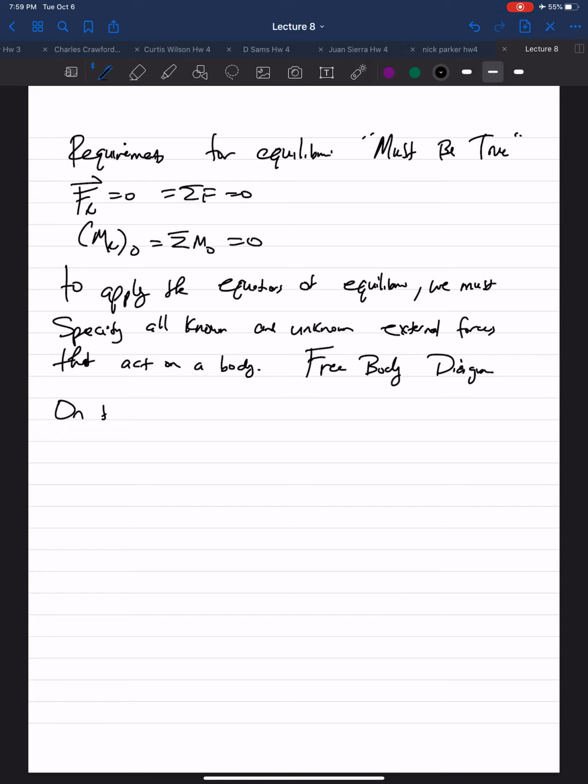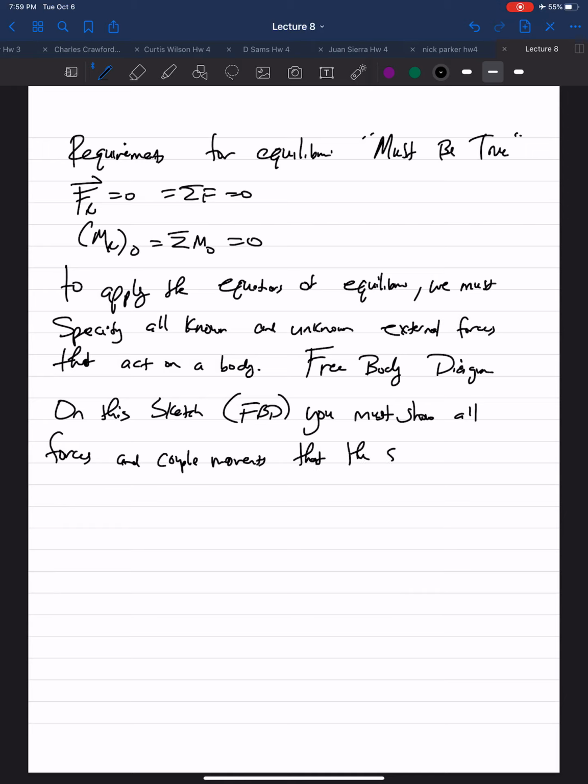On this sketch, FBD, abbreviated free body diagram, you must show all forces and couple moments that the supports and the surroundings exert on the body.